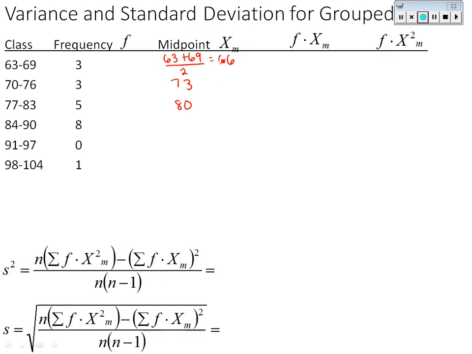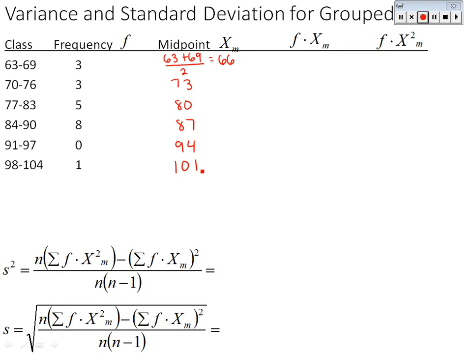And remember that the difference should be consistent. So from 66 to 73, we had to add 7. So to get the next midpoint, we'd add 7, add 7, add 7, add 7. So remember, you can quicken that up a little bit. The difference between the midpoints should be equal.